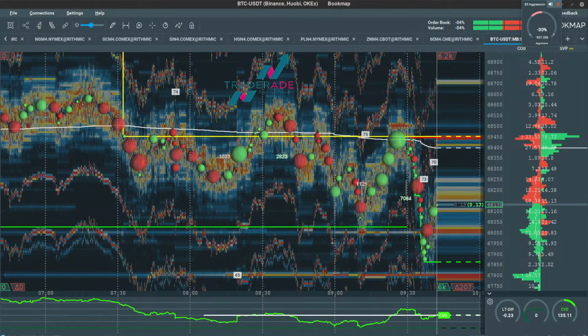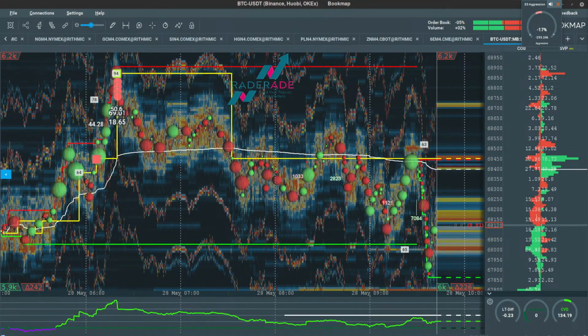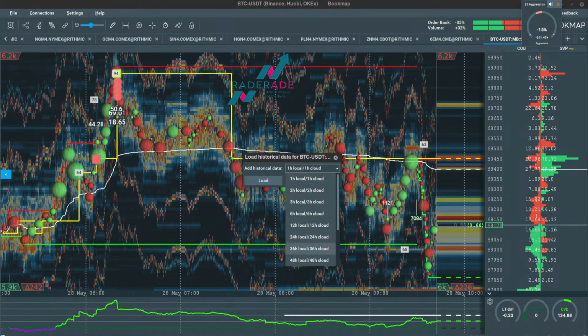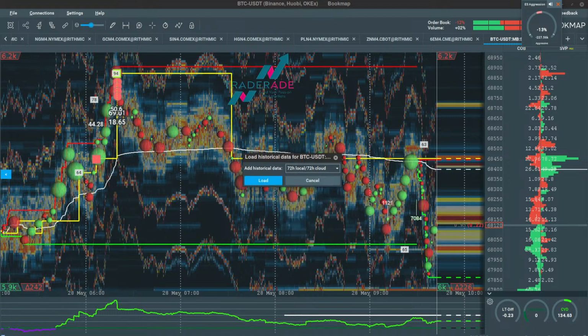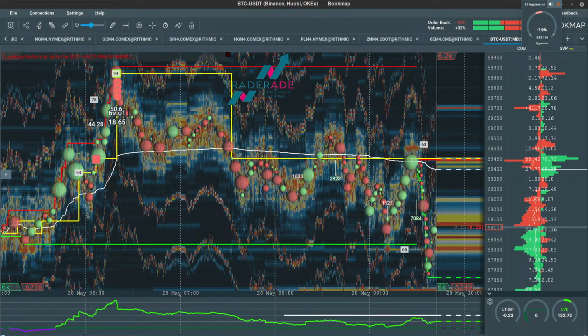Here's Bitcoin. It's been kind of all over the map over the weekend. Earlier, it was doing really well. In fact, this is going to be one of those times I'm going to sort of backfill some of this more historical data so we can see some of that in Bitcoin.